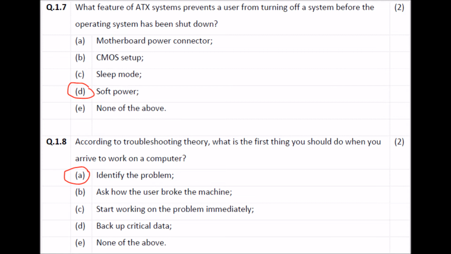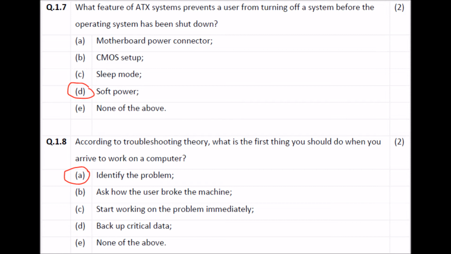And then 1.8, so you've got a troubleshoot theory. Remember, you've got those 6 steps that are there. And in this particular question, they're asking, what is the first thing that you should do when you arrive to work on a computer system? So you want to work on a machine. What's the first thing that you typically need to do? You also need to make sure that you understand specifically what the question is asking of you here. So it says, what is the first thing you should do when you arrive to work on a computer system?